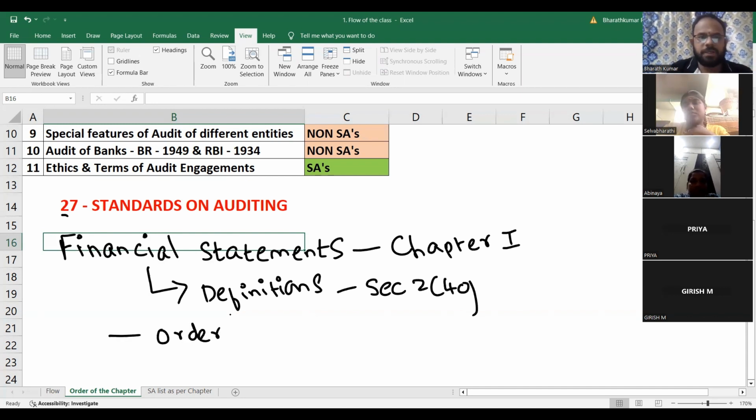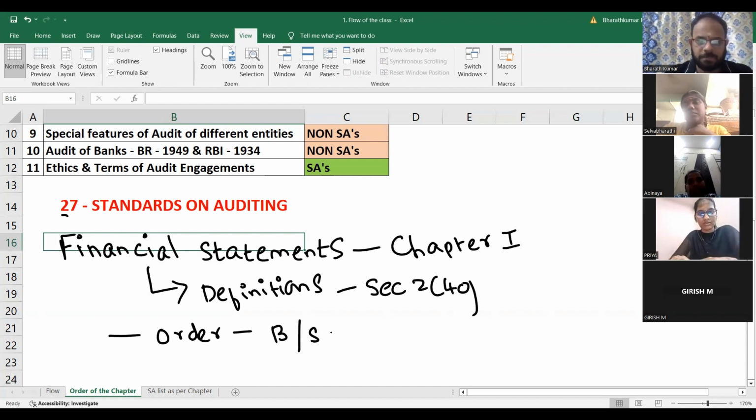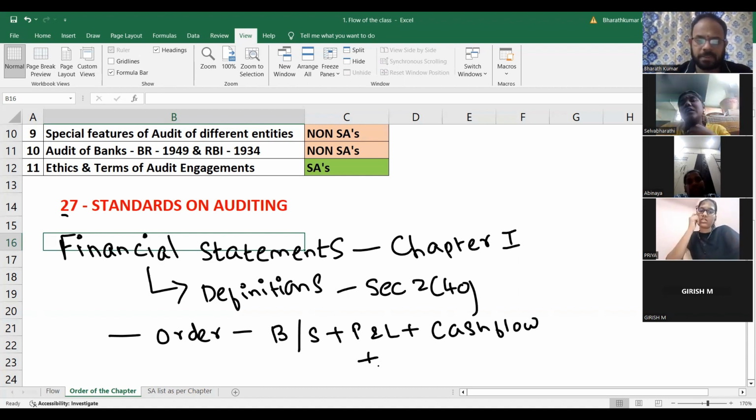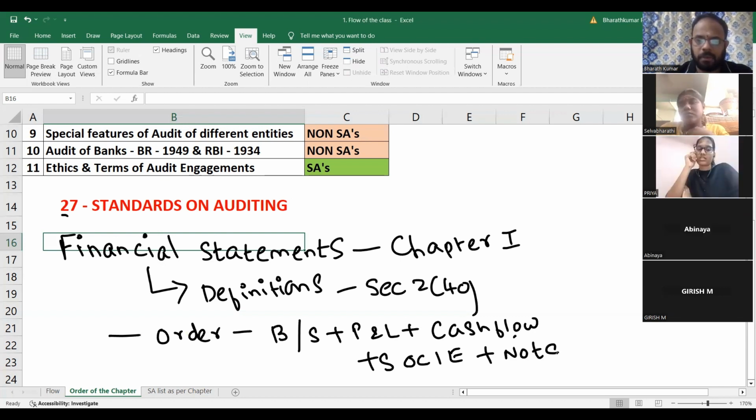Now, should you write this in order? Yes, sir. What is the order? Balance sheet. Very good. Balance sheet, plus P&L, profit and loss account. Then cash flow statement. Then statement of changes in equity. Plus notes to accounts. Now, this is going to be the keyword for financial statement.